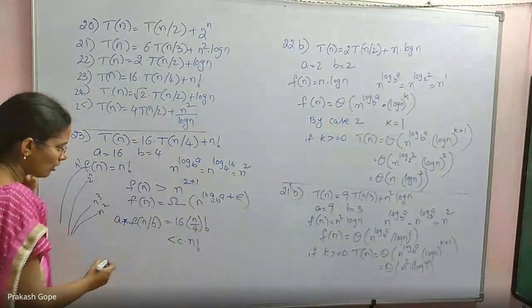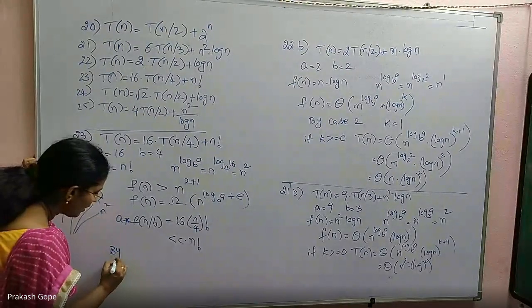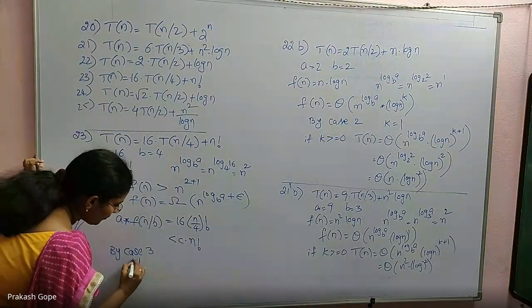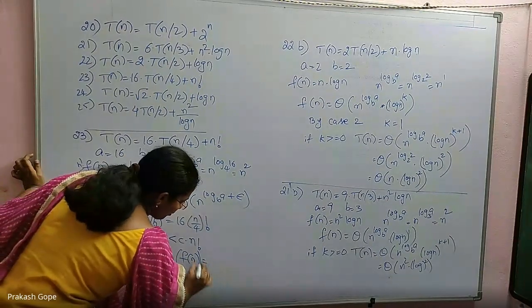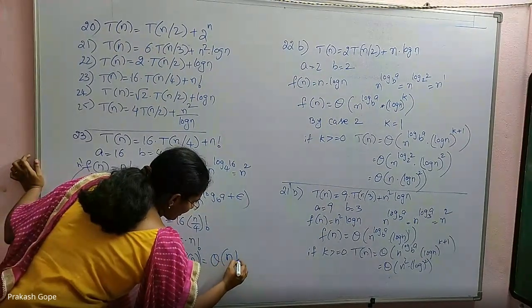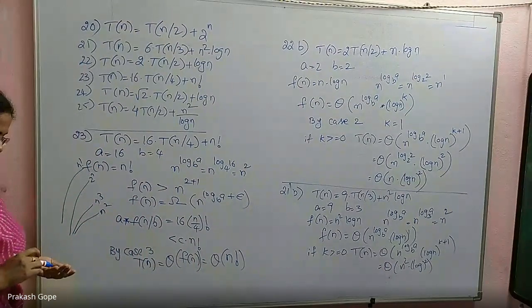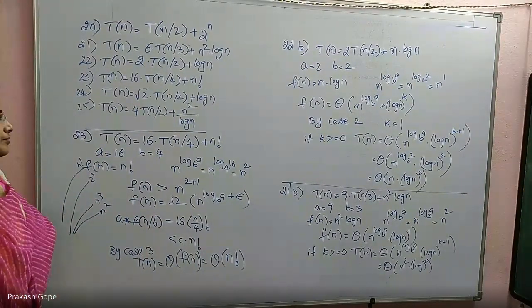So, the second condition is also true. So, by case 3, T of n is equal to theta of f of n. So, theta of n factorial is the answer.